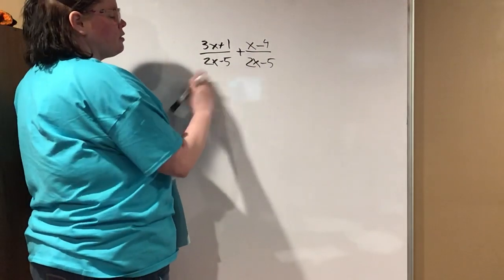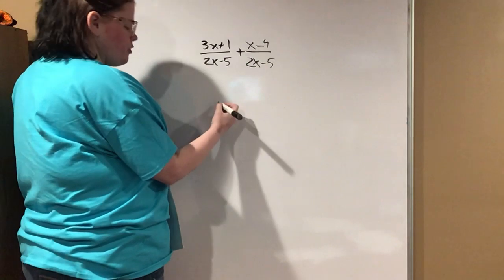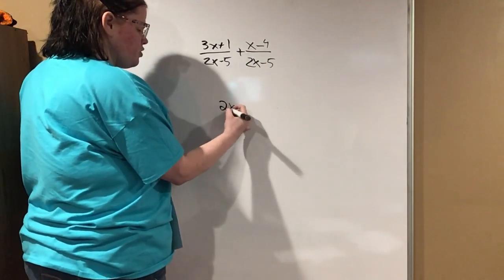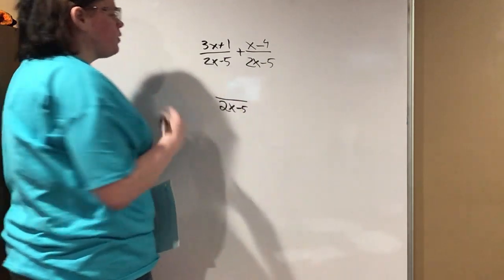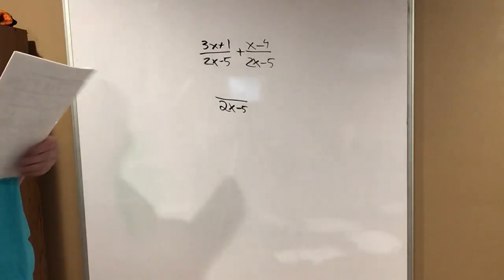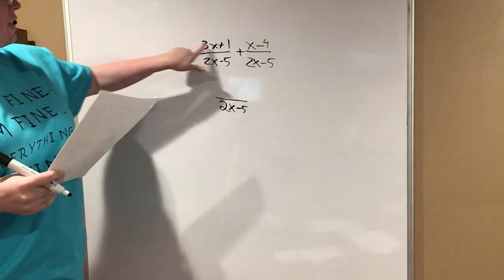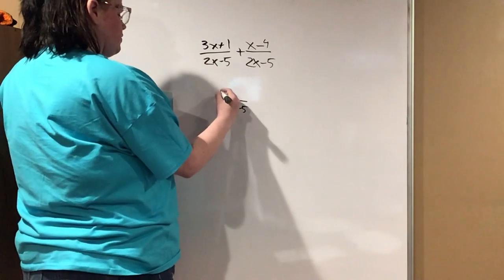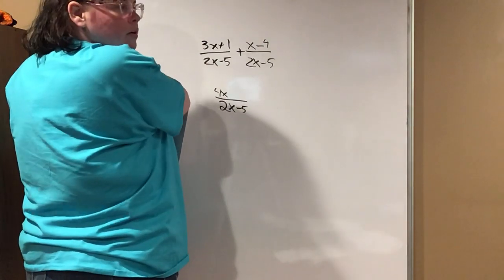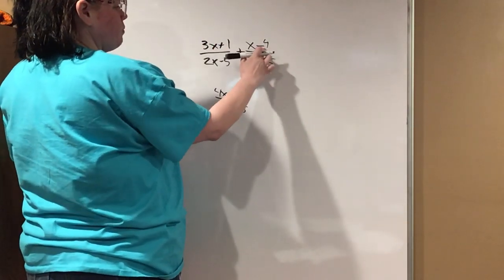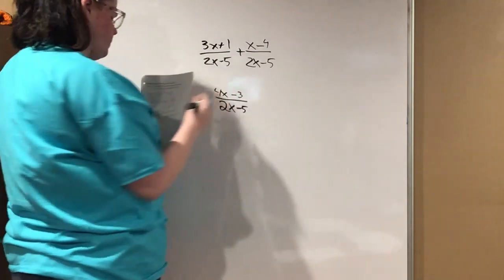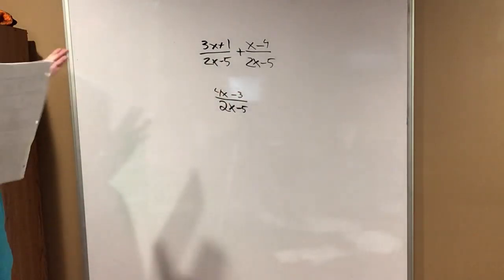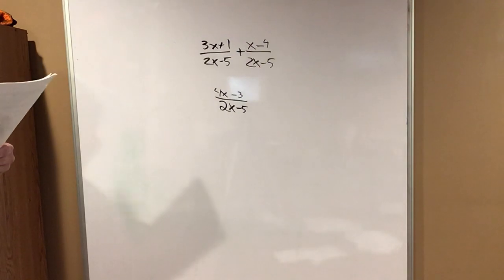Well, right here, they're common denominators. So the denominator stays the same as 2x minus 5. But now we just have to add straight across. Well, 3x plus x is 4x. And then 1 minus 4 is negative 3. You have just added that rational expression.